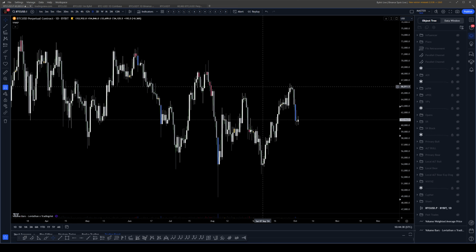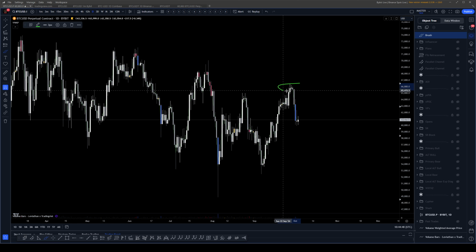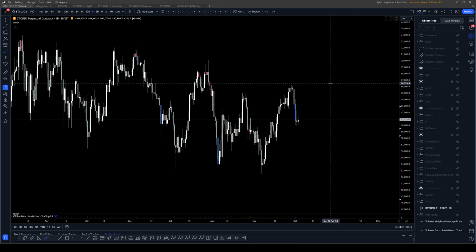Let's jump into the Bitcoin chart, shall we? What I'm going to do is run through a couple of the trades that we've taken over the past few weeks, so you guys can learn from it. And a big one that I want you to learn from is this here. And then I'll move on to what setups I'm looking for next.